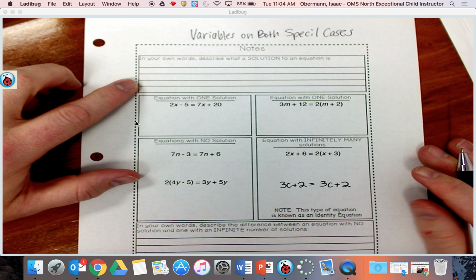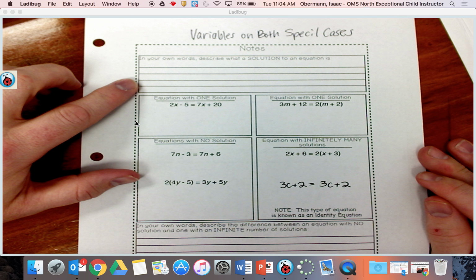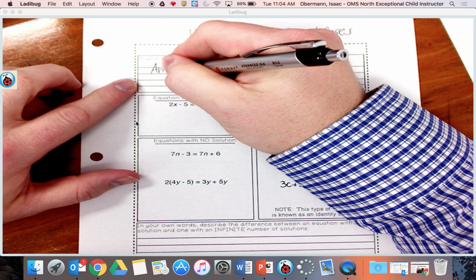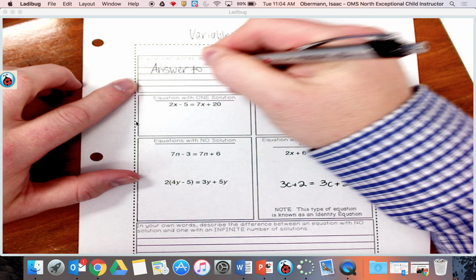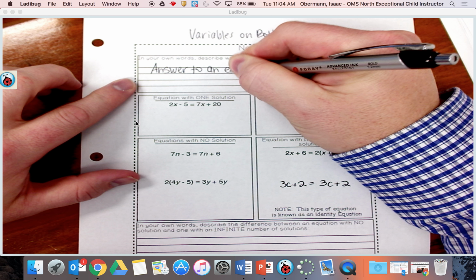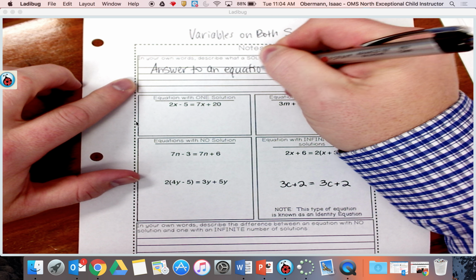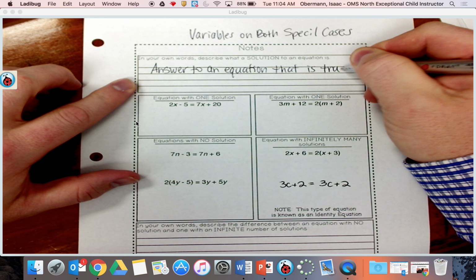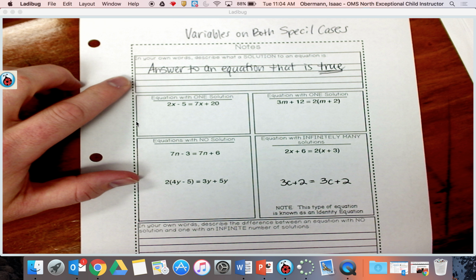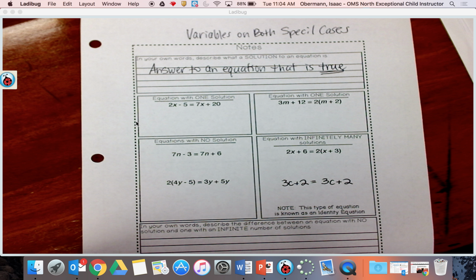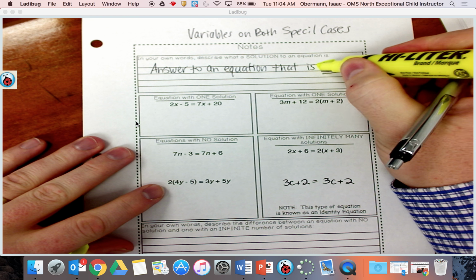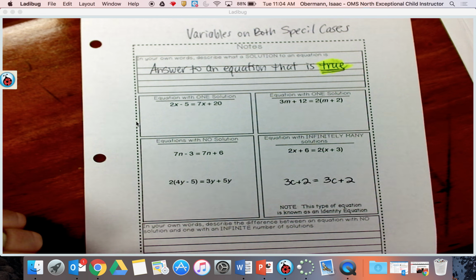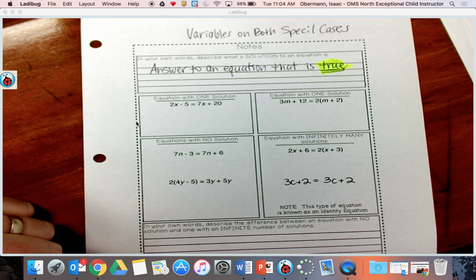So you can come up with many different ways to say what a solution is to an equation, but what you should know is that a solution is basically the answer to an equation that is true. And that is a big word right there, true. So that's what we're looking for. We're looking for things in these special cases that have to be true. And if they're not true, then we can say, well, there is no solution to this equation.